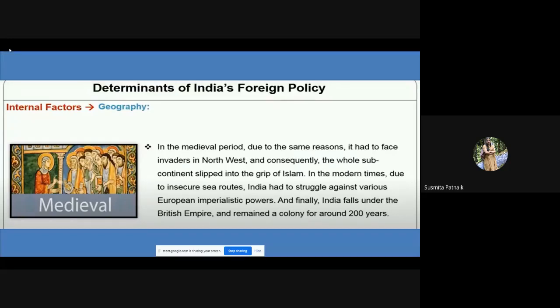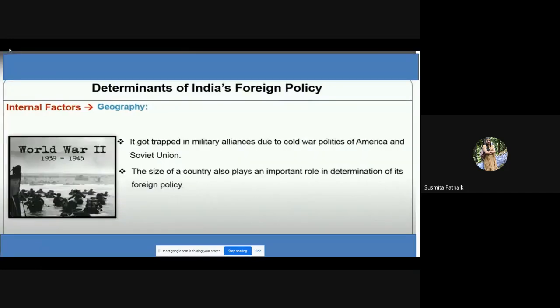But nowadays, what happens? Now there are sea routes, but these sea routes are totally insecure. For these sea routes, India struggled before independence. India became a colony of the British Empire for 200 years, because we know that India was a colony in the hands of the British Empire before 1947. The British came here to make economic relationships with India. Then after the Second World War.